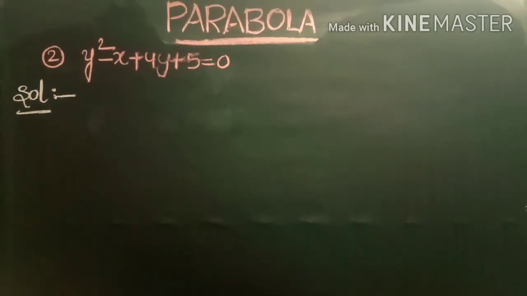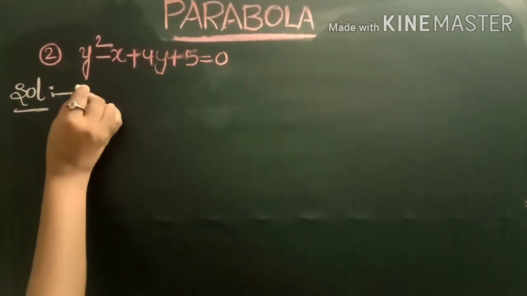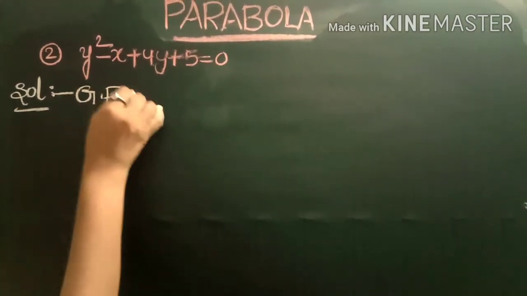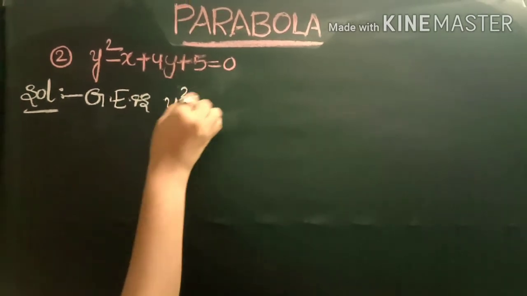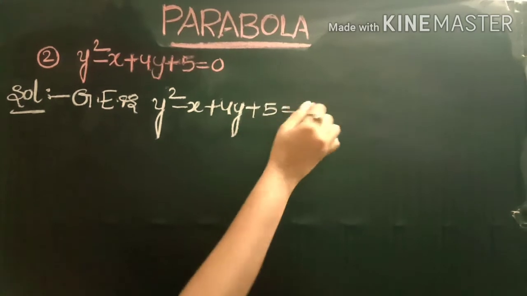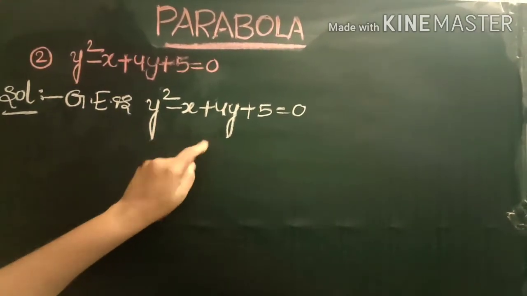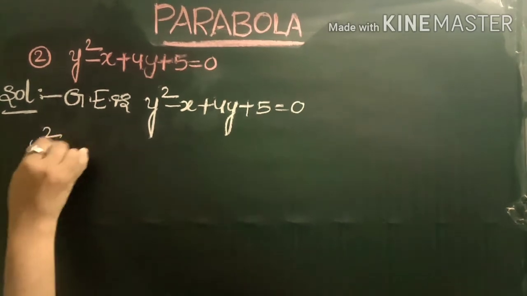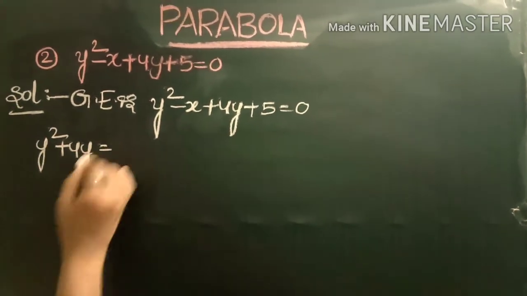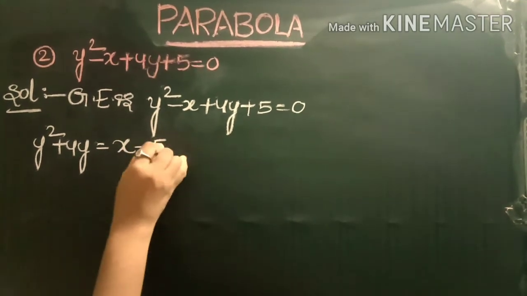Next problem. Y square minus x plus 4y plus 5 is equal to 0. So first we are writing the given equation here. The given equation is y square minus x plus 4y plus 5 is equal to 0. Now we want to convert this equation into the known parabola form. So here we have two y terms, so first we are writing those y terms here. Y square plus 4y is equal to, and next writing the remaining two terms on the other side, that is x minus 5.